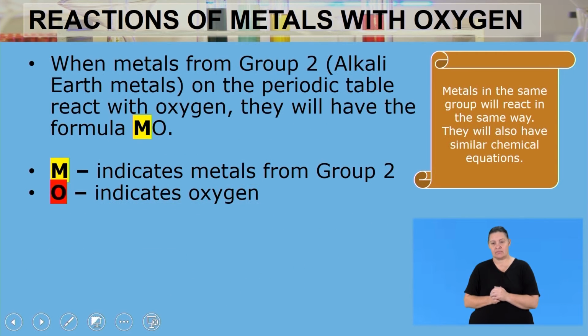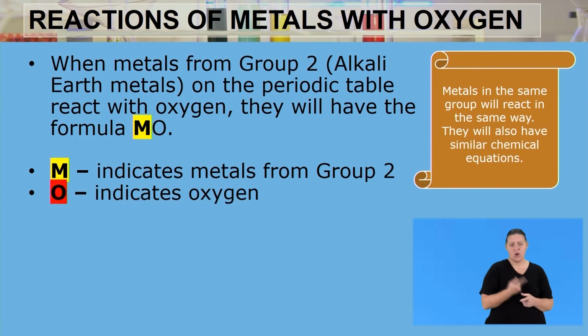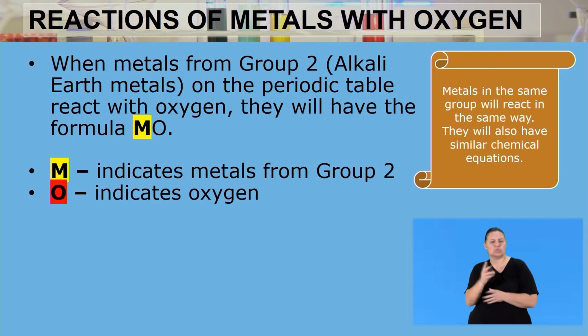So we have looked at metals from group 1. What happens now with metals from group 2? When they react with oxygen, remember that oxygen is a diatomic molecule, and these metals are found in group 2. They are called alkaline earth metals. So when they react with oxygen, they will have this particular formula of MO, with a ratio of 1:1. That means for every 1 metal from group 2, there will be 1 oxygen atom.